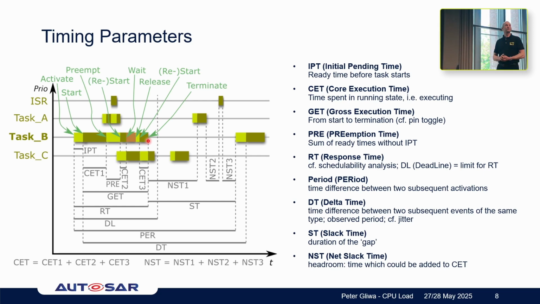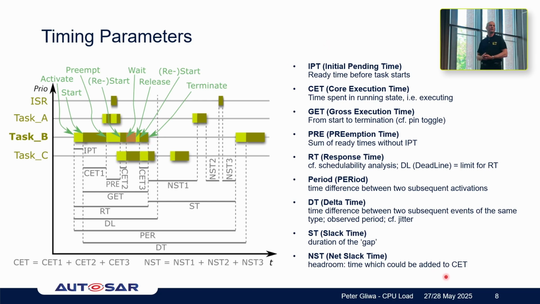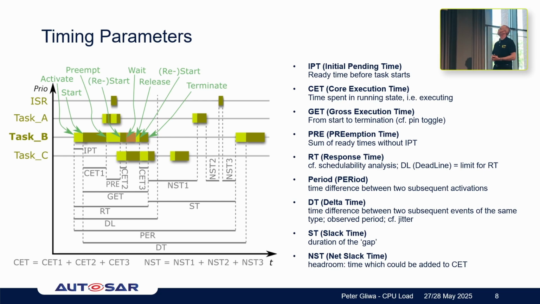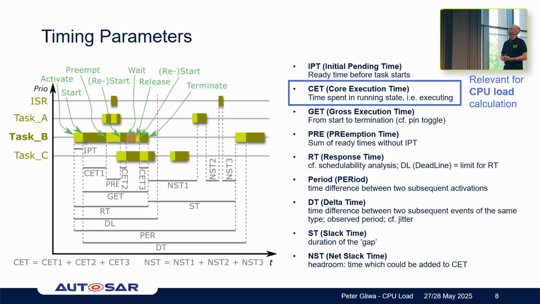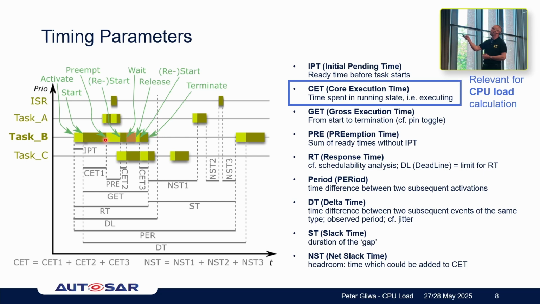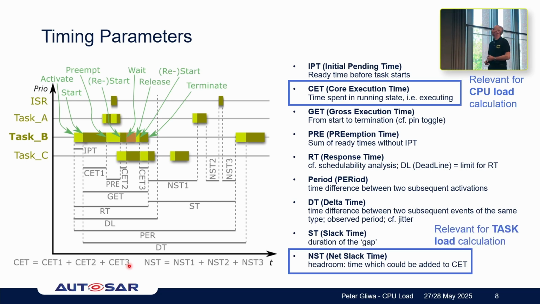I also use it to define timing parameters. I'm not going to run through all of these parameters now. I'm just going to pick the ones which are relevant for the CPU load. To start with, it's the core execution time. The core execution time of this instance of task B is the sum of all the running blocks. So all the dark green blocks summed up, their duration gives you the core execution time of this instance of task B. Later we'll also look at the net slack time, but let's keep that aside for a second.